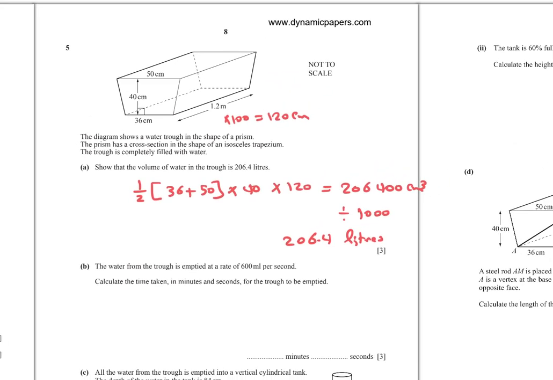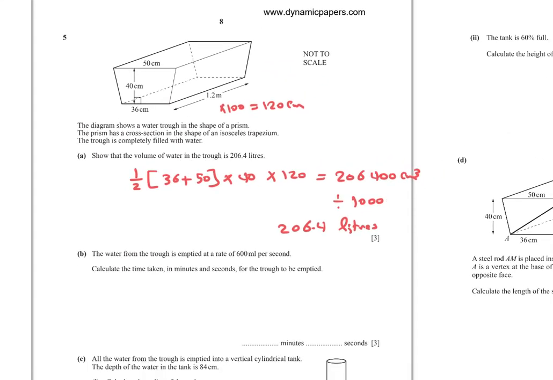For B, the water from the trough is emptied at a rate of 600 milliliters per second. Calculate the time taken in minutes and seconds for the trough to be emptied. So this is the rate, and we have the volume. To find the time, divide the volume by the rate. But the volume is in liters and the rate in milliliters per second, so convert liters to milliliters, multiply by 1000.